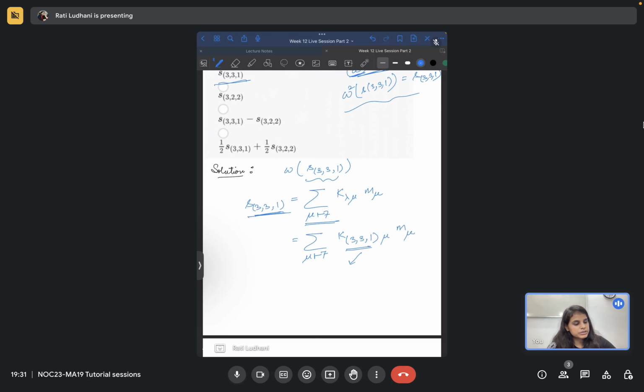Because we need to find this Kostka number. So we have 3, 3, and 1. Mu could be any partition. So let's just think of how many we could have.